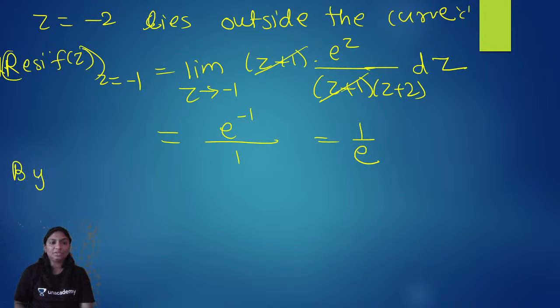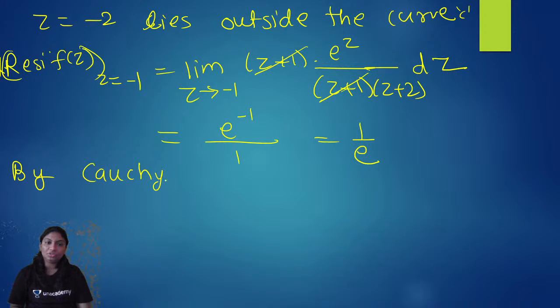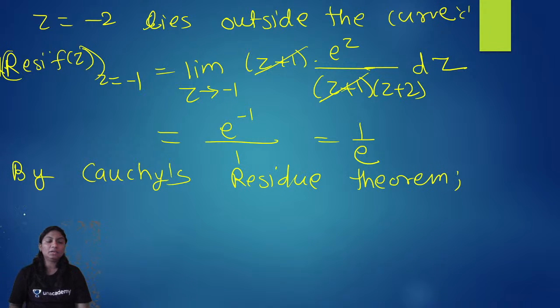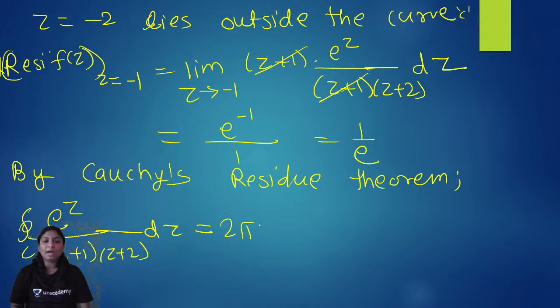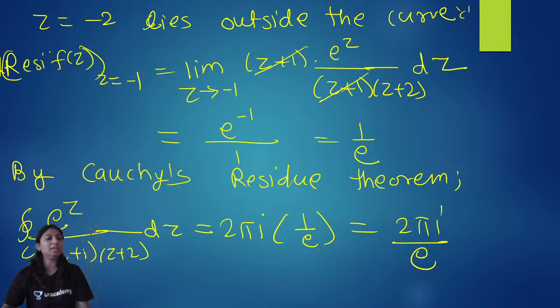We cannot find the residue at z equal to minus 2 because z equal to minus 2 lies outside the curve C. So by Cauchy's residue theorem, we get the integral over C of e raised to z upon z plus 1 into z plus 2 dz equal to 2πi into the residue, that is 2πi upon e, which is the value of the given integral.